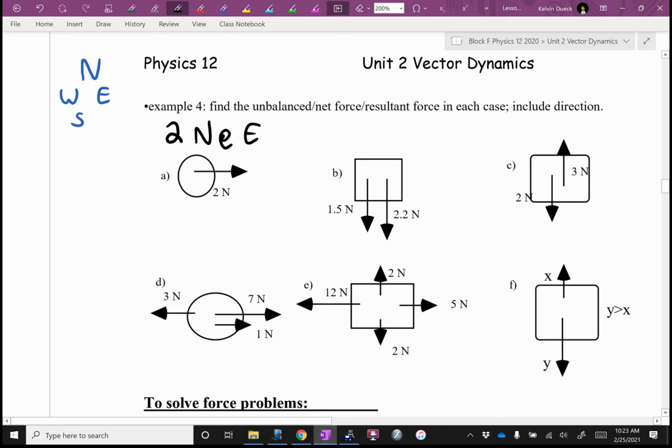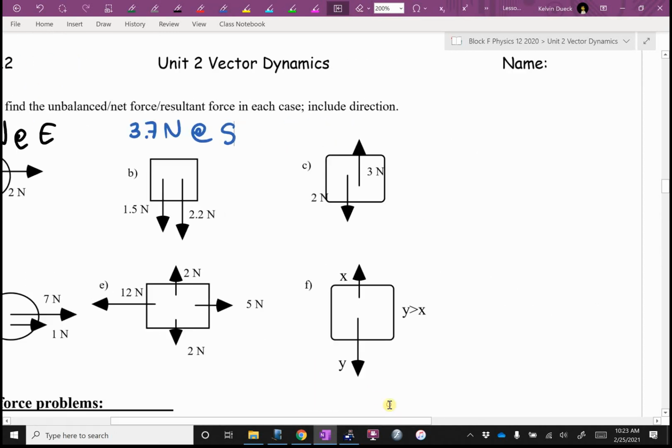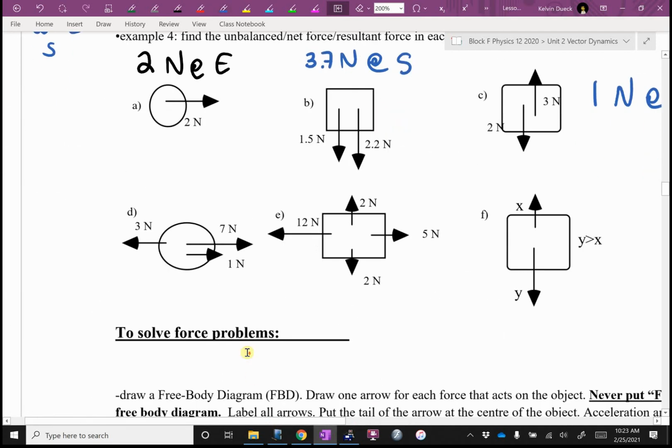Elias, what's the net force in object B, magnitude and direction? Jasmine, what's the net force on C, magnitude and direction? And this N is newtons, this N is north, and I know that because there's a little at symbol there. Again, we're running out of letters. Good.